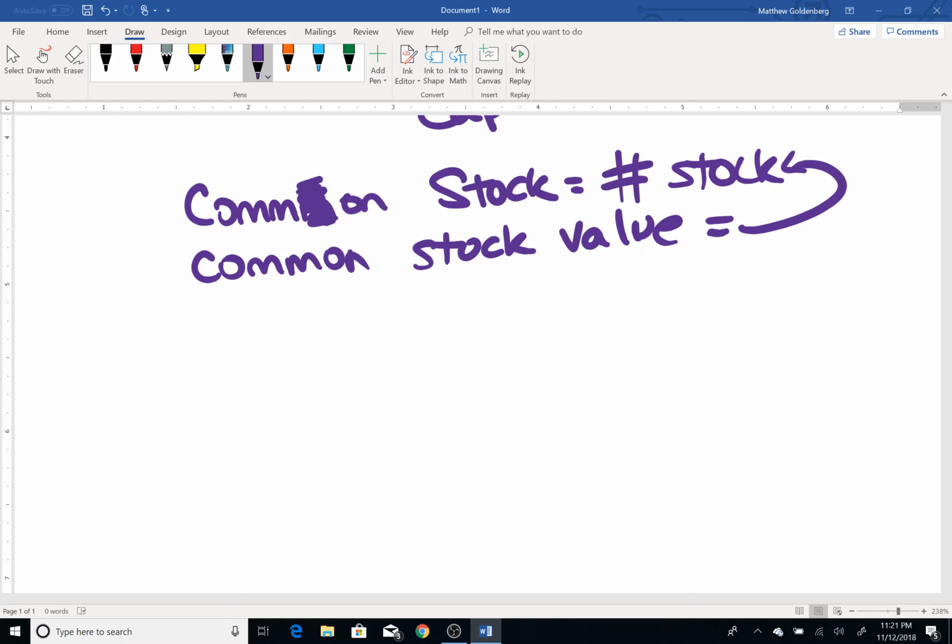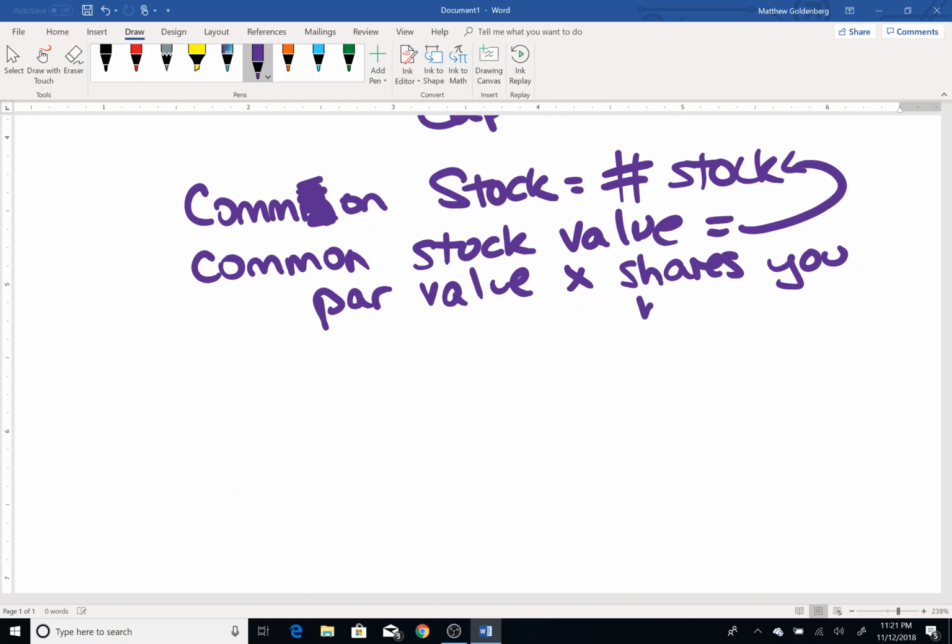Common stock value is calculated through the following method. You take your par value and you times it by the number of shares you hold. Memorize this equation right here, because it will help you calculate common stock value or common stock.